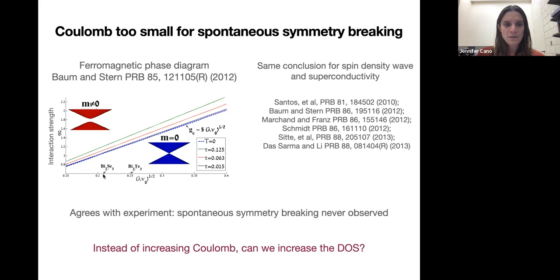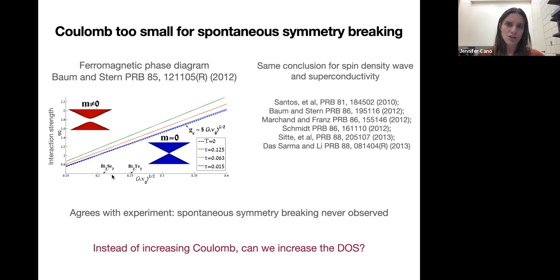So what they showed is that bismuth selenide and bismuth telluride, which are two of the most prominent 3D topological insulators, sit below these curves. And so we wouldn't expect them to have spontaneous symmetry breaking. And a similar conclusion was reached for other types of surface order. So you could look at spin density waves, and you could also look at superconductivity. And in all of these cases, the Coulomb interaction is too small to realize spontaneous symmetry breaking.